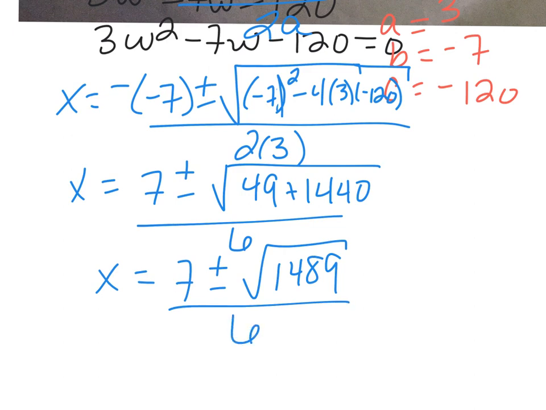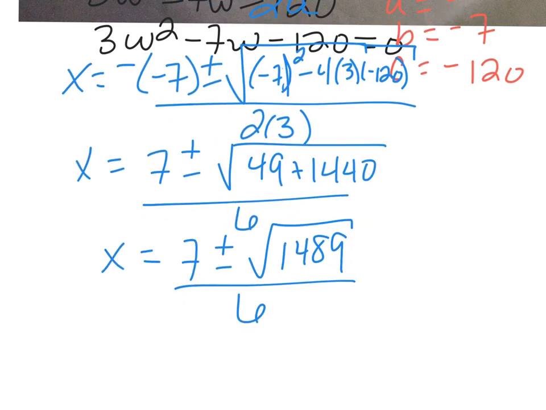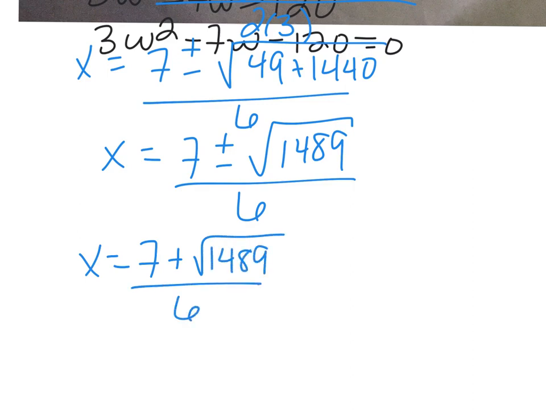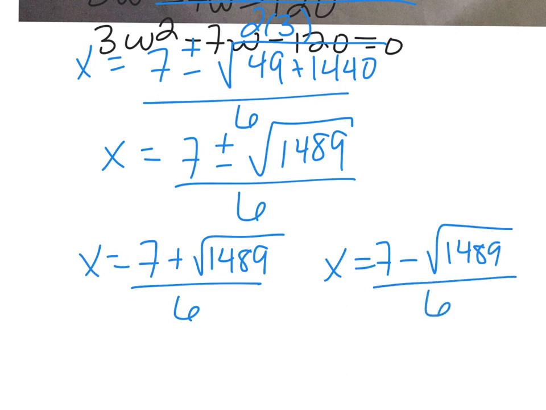1,489 is not a perfect square. So this isn't going to come out perfect, which is probably why the directions of the problem say round to the nearest tenth. So we have x is 7 plus the square root of 1,489 divided by 6, or x is 7 minus the square root of 1,489 divided by 6. It's important when you put this in your calculator too. This whole thing gets divided by 6.